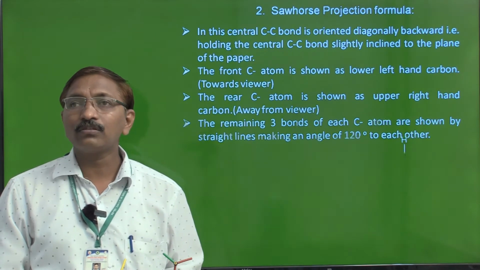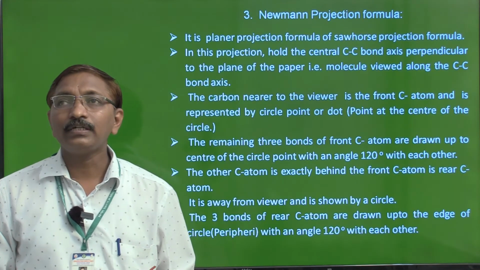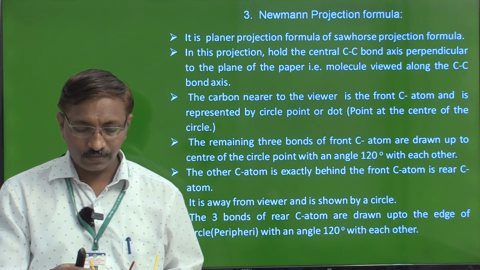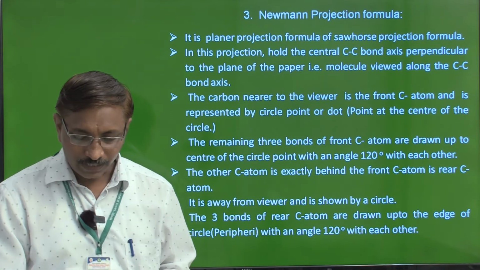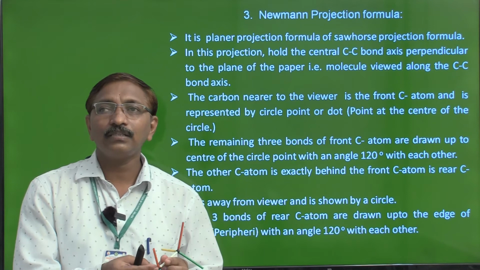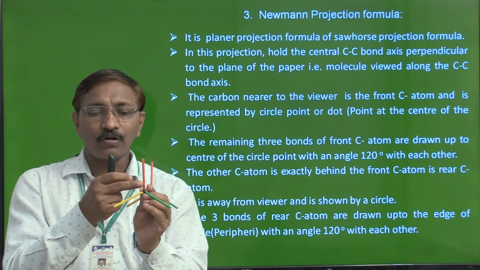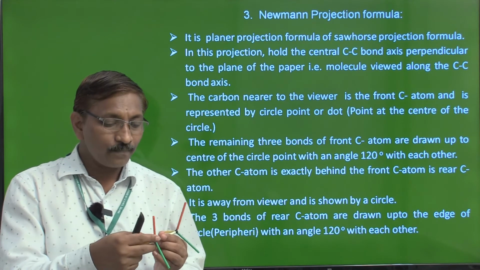Now we will see the third one, that is the Newman projection formula. The Newman projection formula is a planar form of the Sawhorse projection formula, and in this case we have to take the central carbon-carbon bond which is perpendicular to the plane.